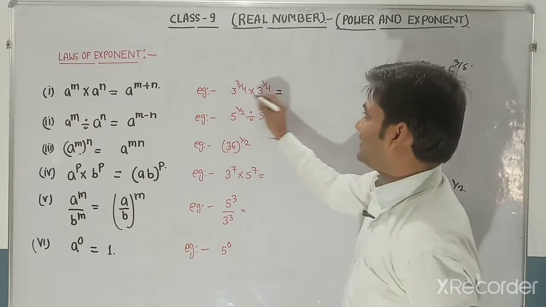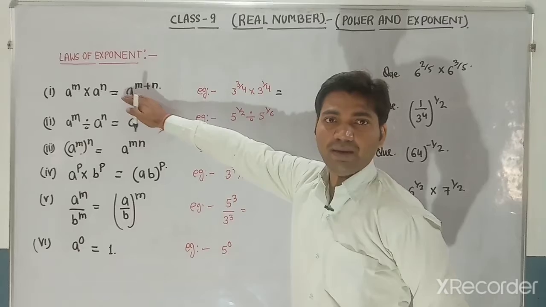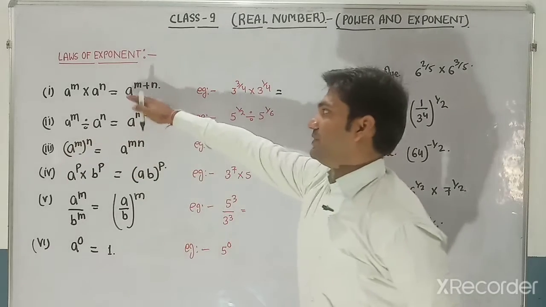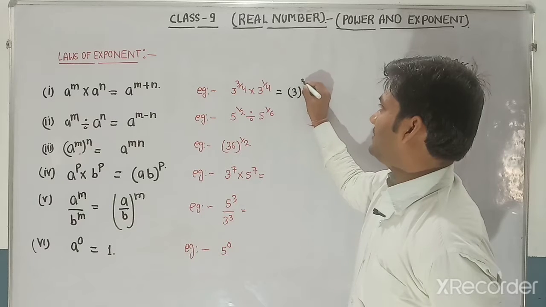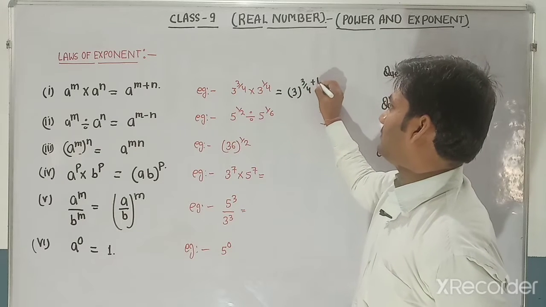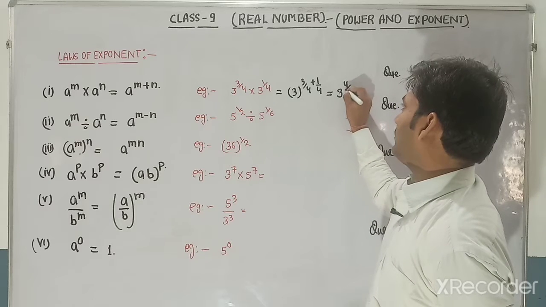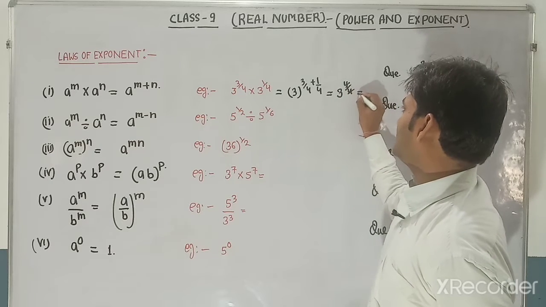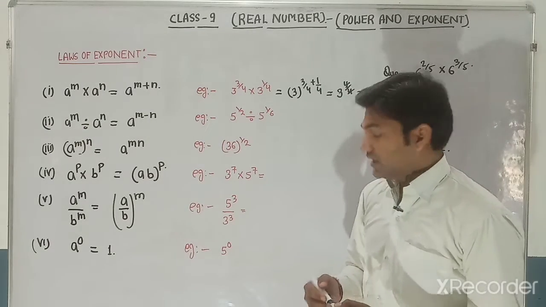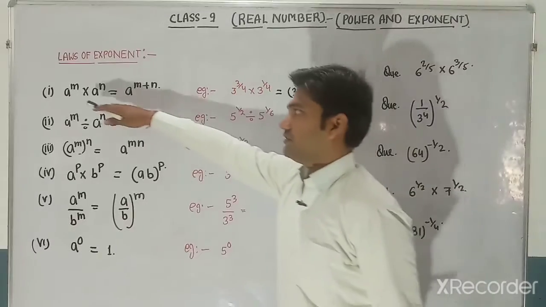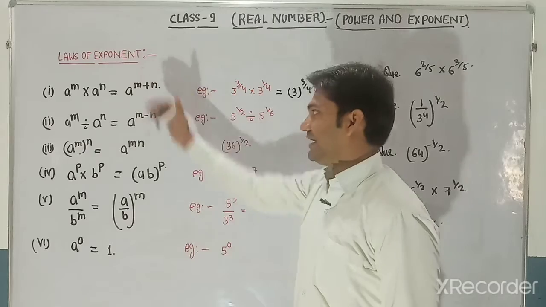The bases are the same, so we directly add the powers, following the same pattern formula a power m plus n. Using this formula, 3 power m plus n means 3 by 4 plus 1 by 4. Then the result will be 3 power 4 by 4, which means the answer is equal to 3. These questions are based on this first law of exponents: a power m into a power n is equal to a power m plus n.